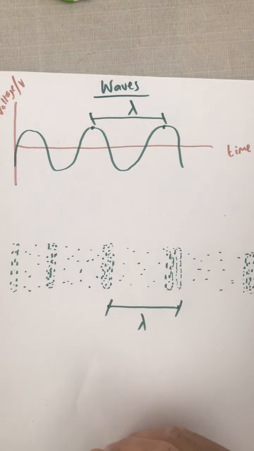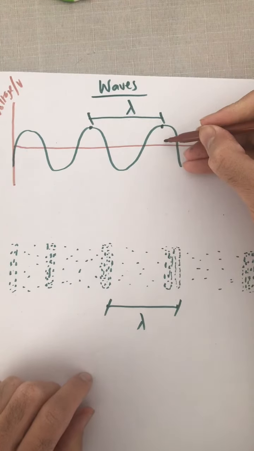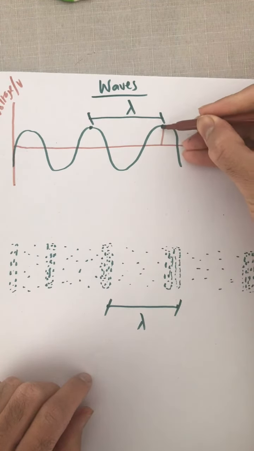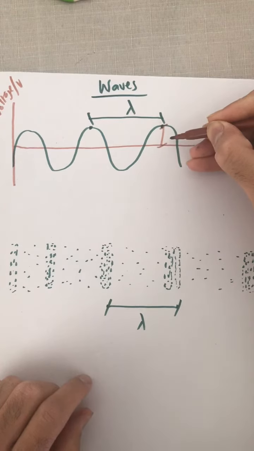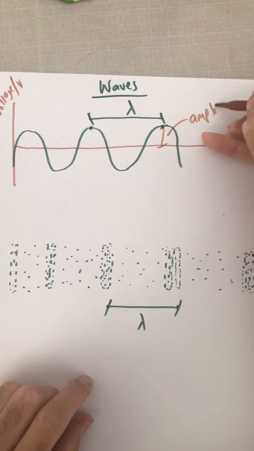How do we get the amplitude? Well, amplitude is just basically you go from the zero line right up to the maximum peak. So that there is my amplitude for this.